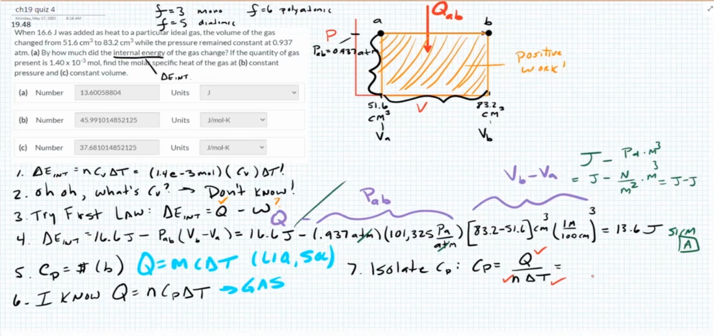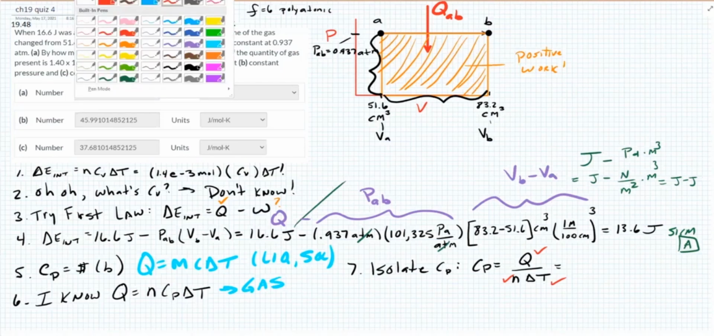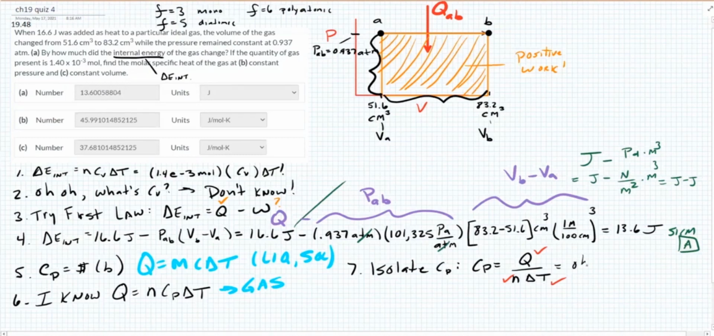So let's make quick work of that. Which means you're going to have to do the dimensional analysis. 16.6 divided by 0.0014. Oh, I knew it. I don't know delta T. So let's keep going. Just when I was ready to take a sip of tea. All right. Number 8.